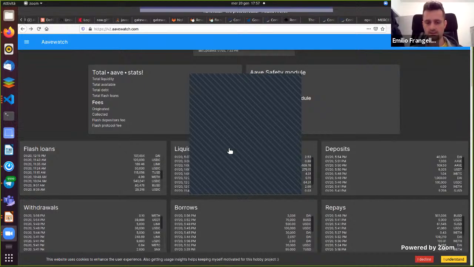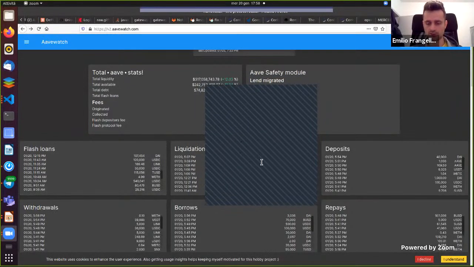Okay, this is the Etherscan transaction that I showed before. Yeah, it's my Zoom window. I will close it quickly because I'm reading the chat. I shared in the chat the address of the transaction that I showed before with the flash loan execution and the migration of the funds between Aave version 1 and version 2.